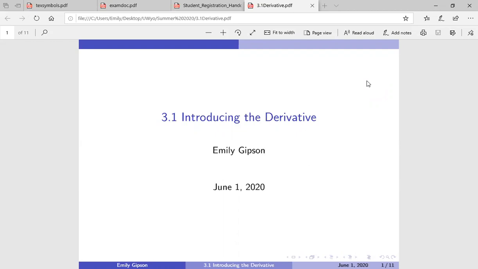So this is going to be section 3.1, introducing the derivative. Now, this might seem scary just because it's a new word, or maybe you haven't taken a calculus class before, but don't worry. The derivative is an easy concept once you've mastered section 2.1. We're going to relate it back to that, so you're going to have a nice foundation to stand on.